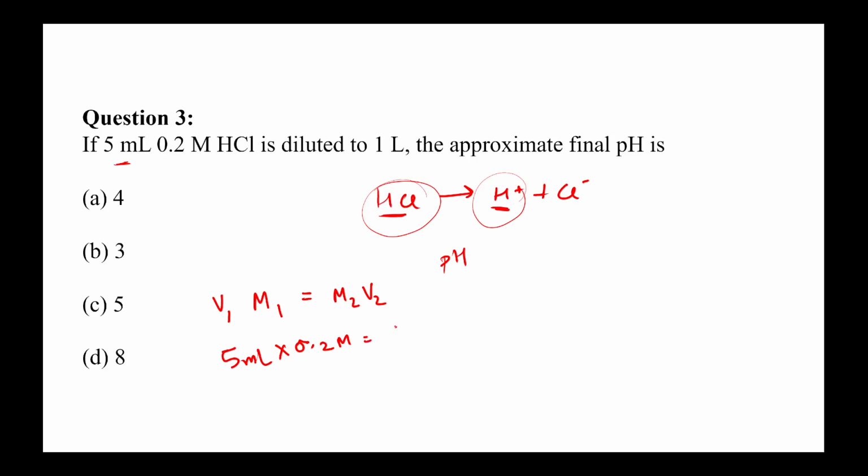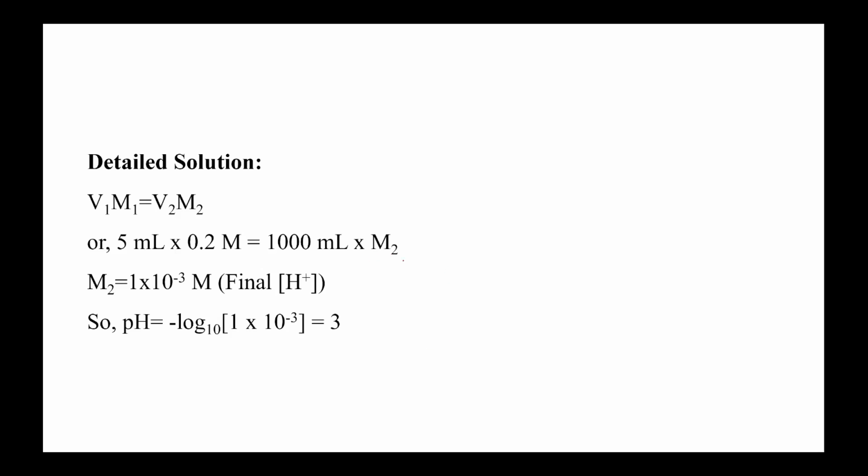So you just have to take care that the units are same on both sides of the equal to sign. So if this is in ml, you have to write this also in ml. So 1 liter would be 1000 ml into M2, which we have to solve. So that is exactly what we have done. So you can calculate from here. M2 would be 10 raised to the power of minus 3. And when you take the log of 10 raised to the power of minus 3, it will be 3.